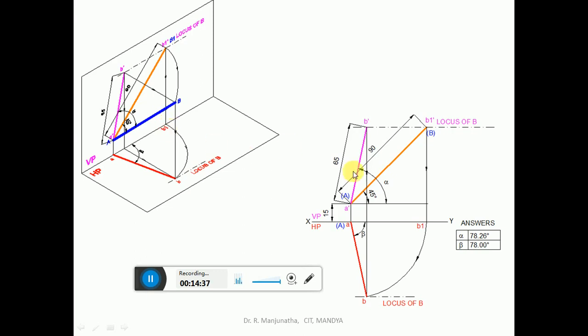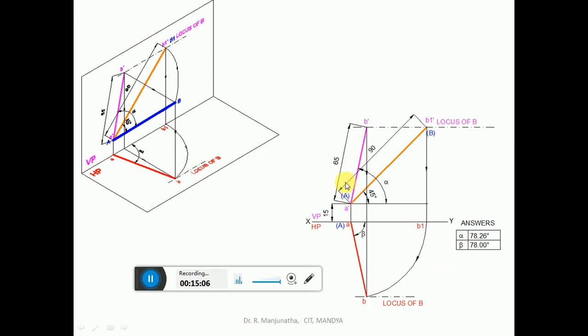But B1 will not remain on VP; instead, B will be on this end projector, which is drawn from the front view B dash. With A as center, take a radius of AB1 and draw an arc such that it cuts the end projector at this point B. Mark this point as B. Join A and B with a dark line, so you are going to get the top view. The inclination made by this with respect to VP is beta. So we find out beta.